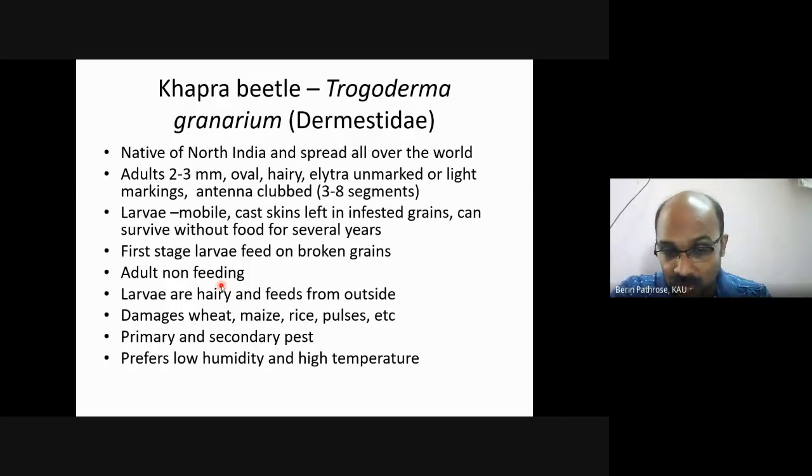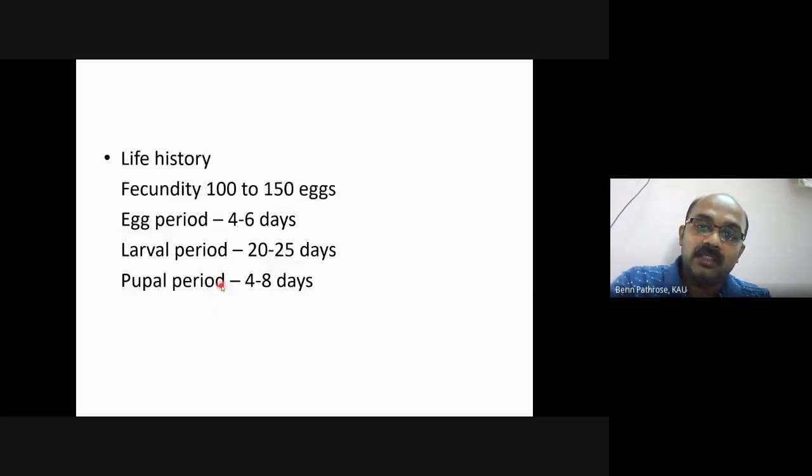First instar grubs are secondary feeders and can feed only on broken grains. But from the second instar onwards, it can feed on whole grains, so it is considered both a primary as well as a secondary feeder. One typical feature associated with the infestation of this beetle is the presence of exuviae in the grain. So that is with respect to Khapra beetle, Trogoderma granarium. This is the life cycle. Let's go through it when I upload the slides in the module.